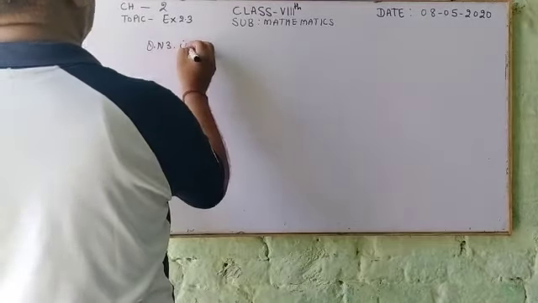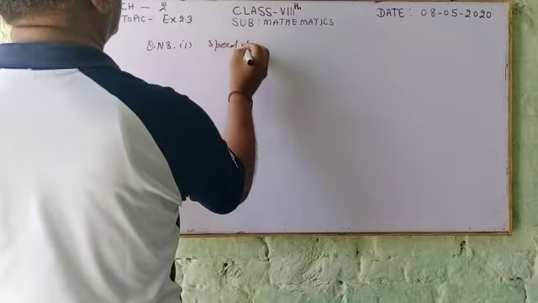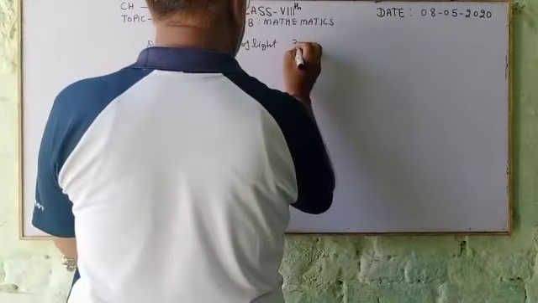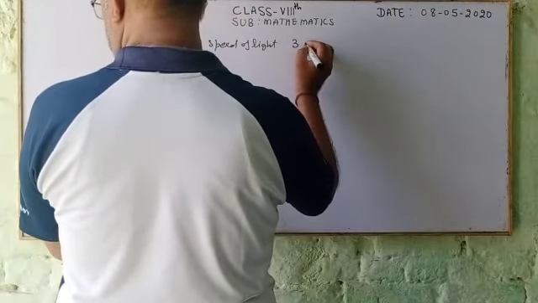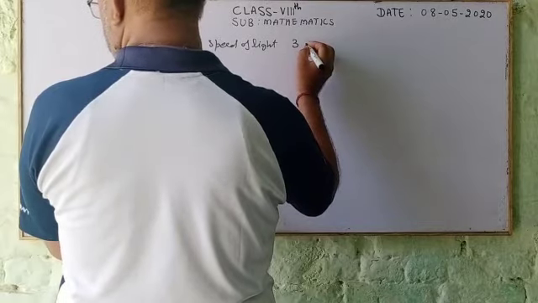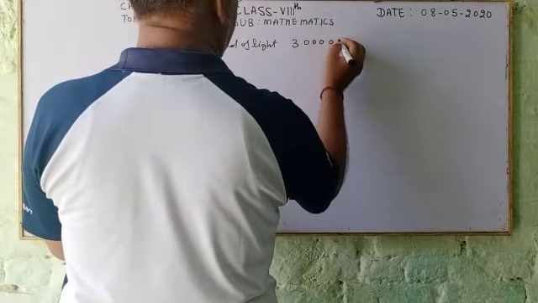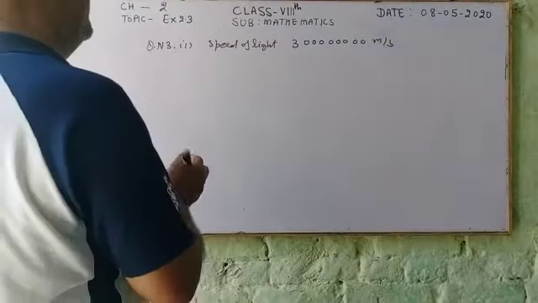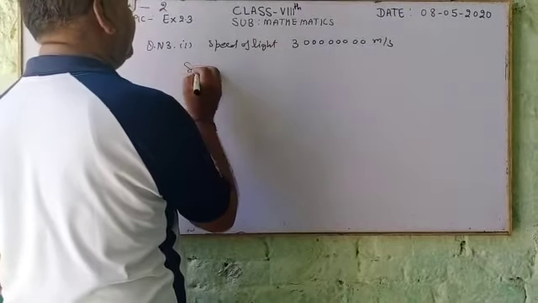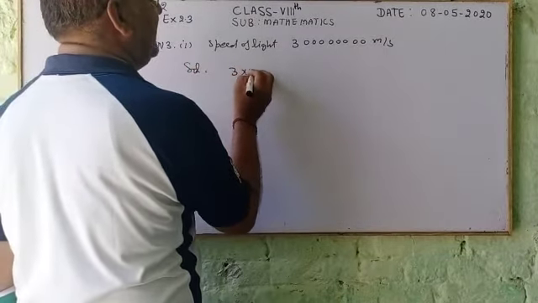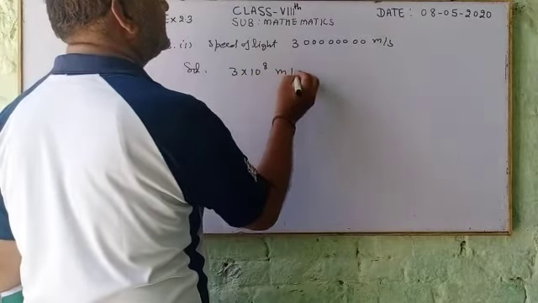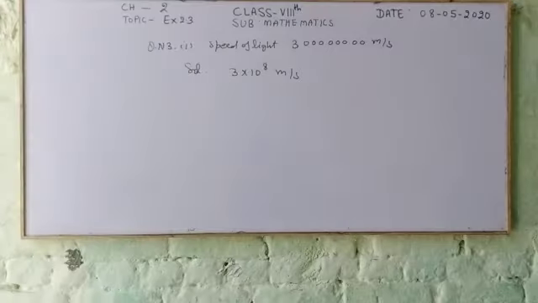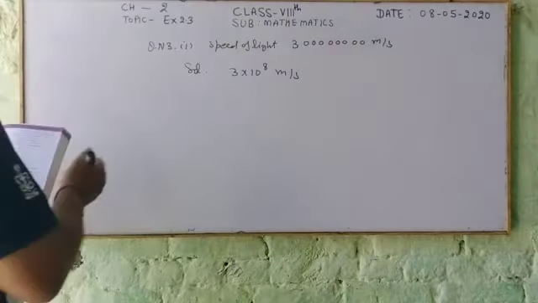We are taking the speed of light. 3 and zeros, that is 1, 2, 3, 4, 5, 6, 7, 8 meter per second. So converting into scientific form, that is 3 times 10 raised to power 8 meter per second. We write down 8 zeros here. So 10 raised to power 8. We get the answer.